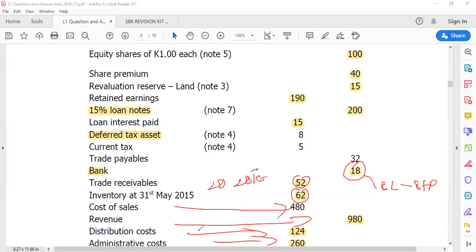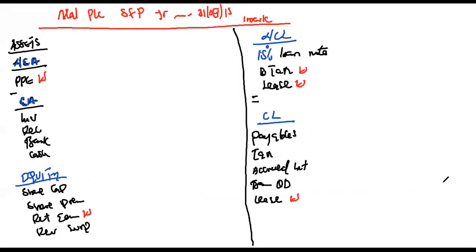Okay. So 18 is a bank overdraft. We simply post it already. We have 18, a bank overdraft. And then we have inventory. We open brackets, it is 52. Open brackets, 62. But for me, because I know the principles, I will simply bring the 52 and put it here.